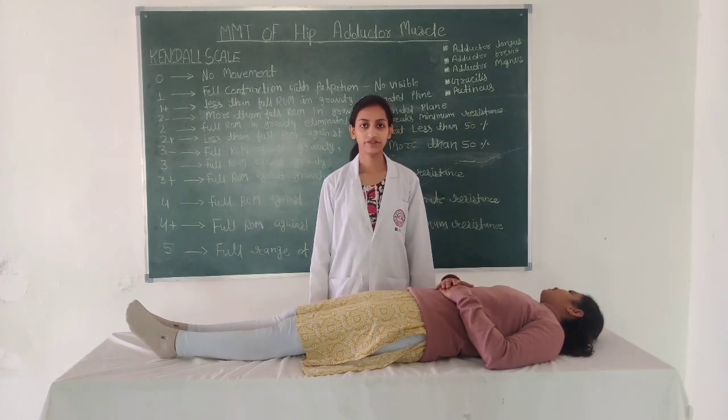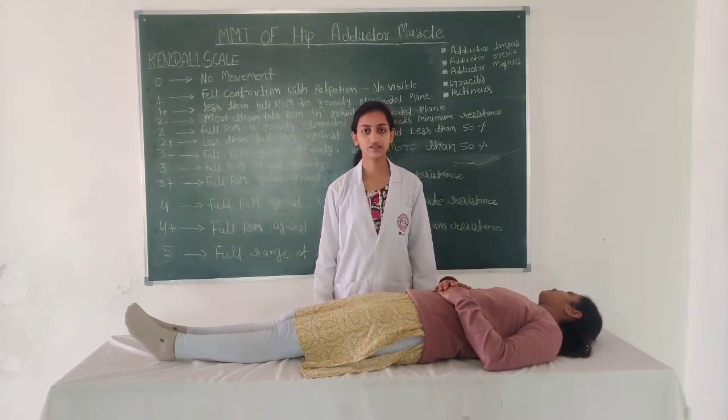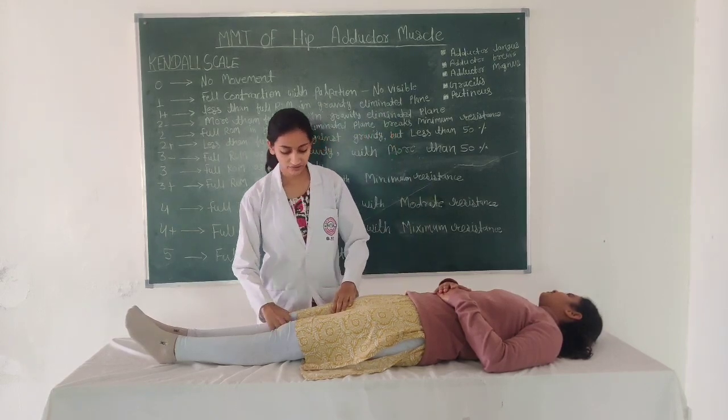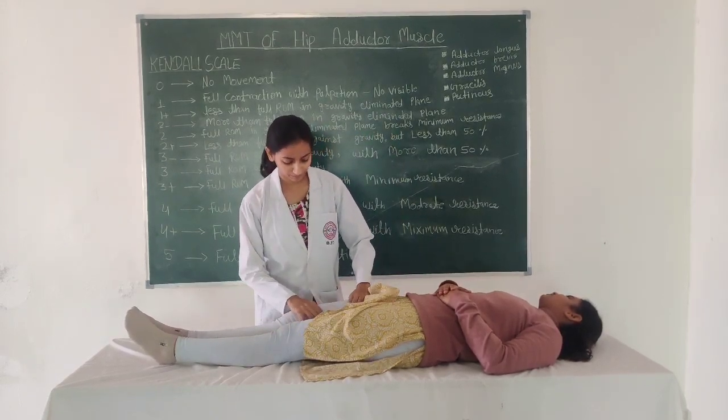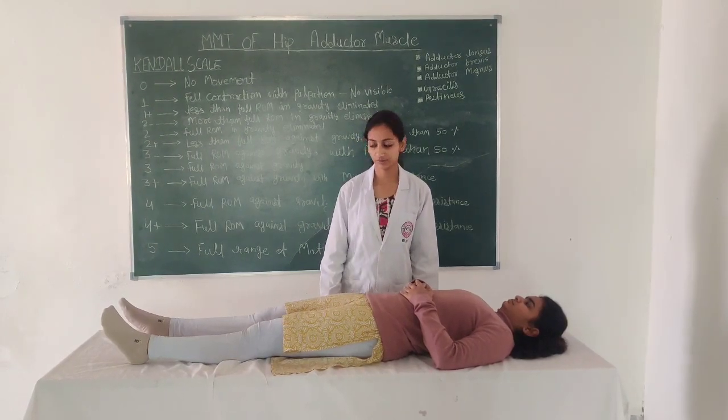Now explain the MMT of the pectineus muscle in the Kendall scale. Grade 0 to 5. In grade 0, no movement. In grade 1, feel the contraction in the medial aspect of the thigh. Grade 1 plus, less than full range in gravity eliminated.